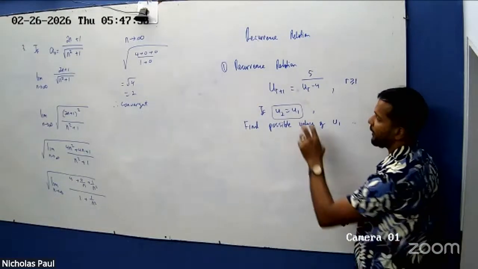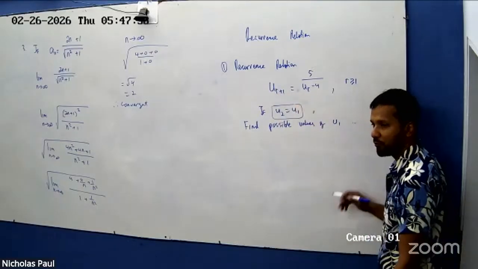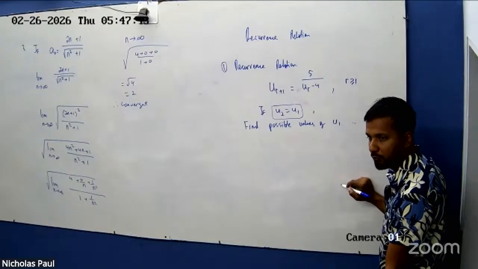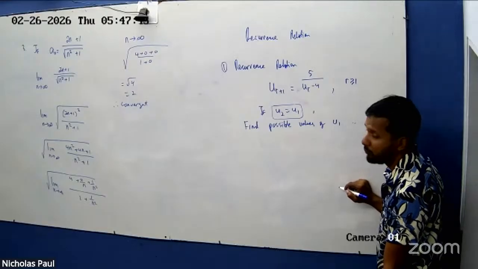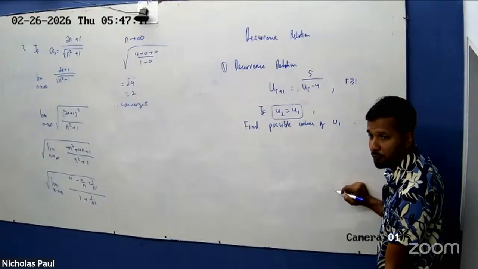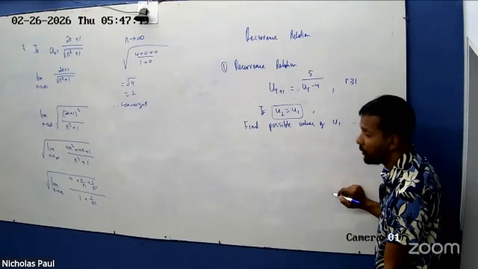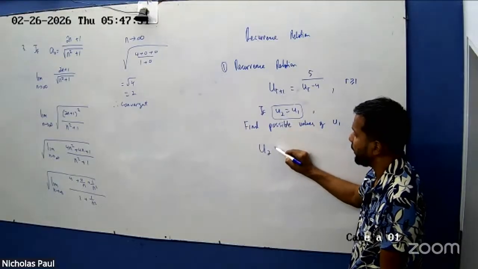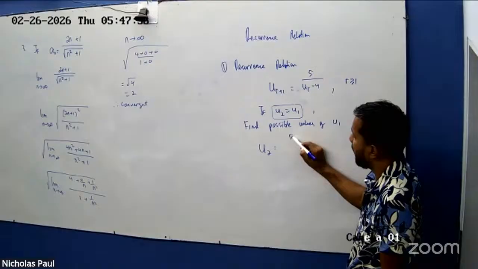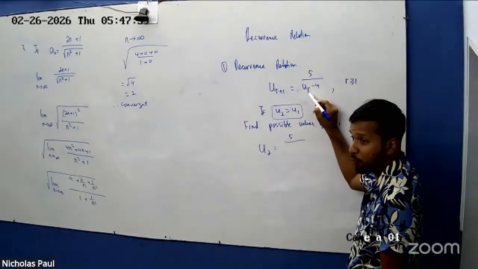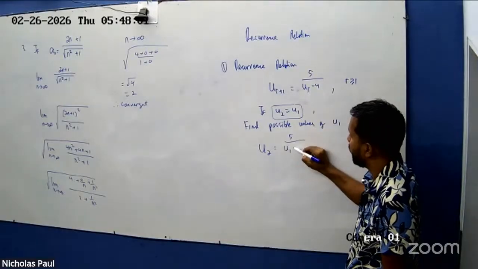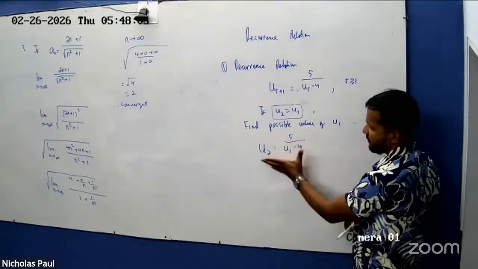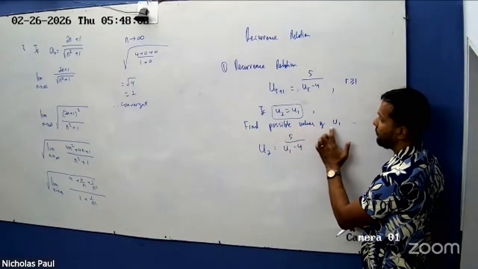You have to figure out what value you're going to put for R. What you'll do? So try to find U2. So U2 is equal to what? 5 over, R is 1, right? 5 over U1 minus 4. You okay with that? The objective of this exercise is to find values of U1.